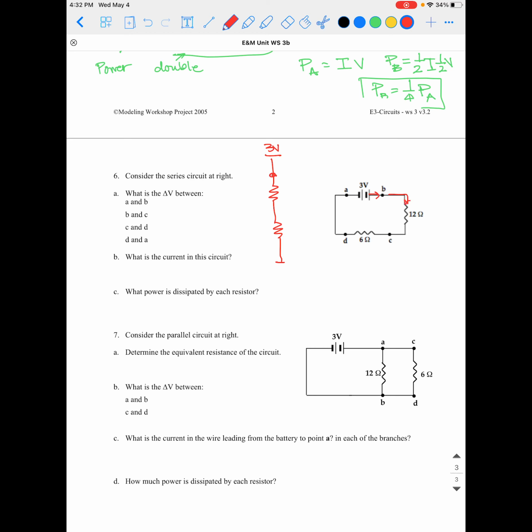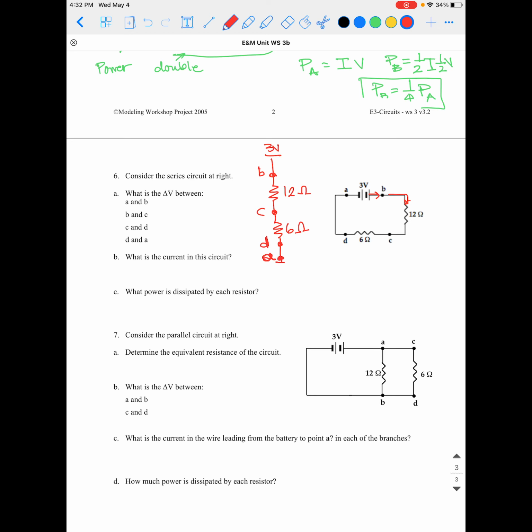I'm going to start here at the positive side, work my way around. So before I hit my first resistor, I hit position B. My 12 ohm resistor, I'll call that resistor 1. I have in between C and then my 6 ohm resistor, that's resistor 2. And then right after the 6 ohm resistor, I have position D and then position A. So this is D and that's A.